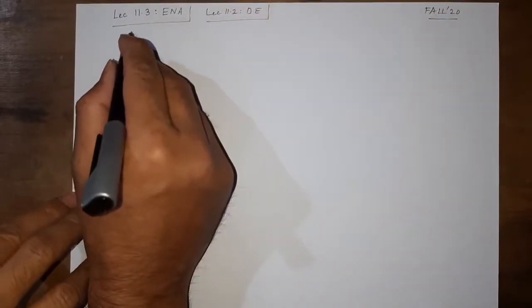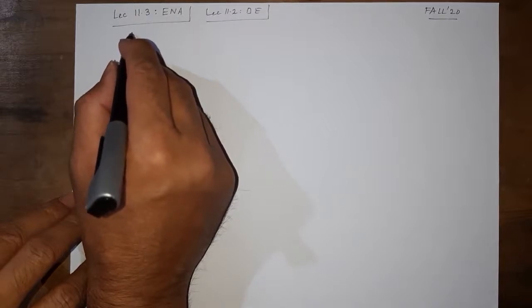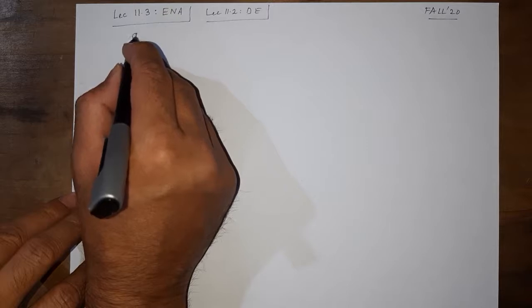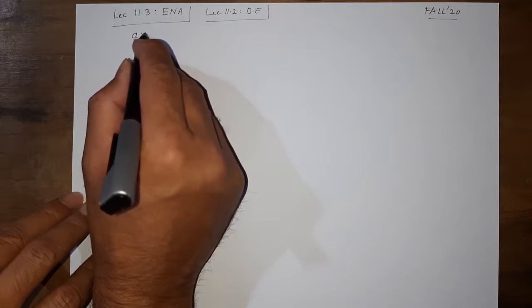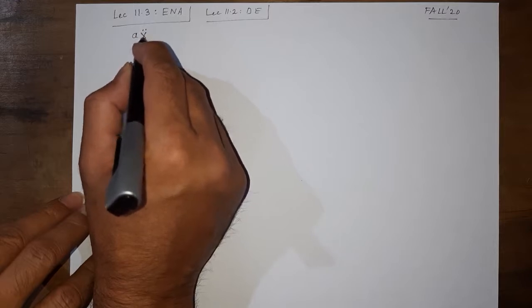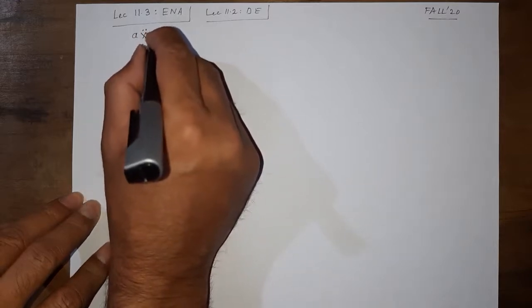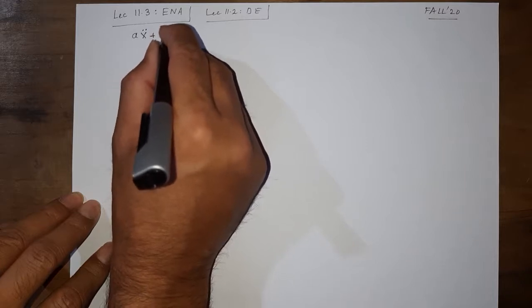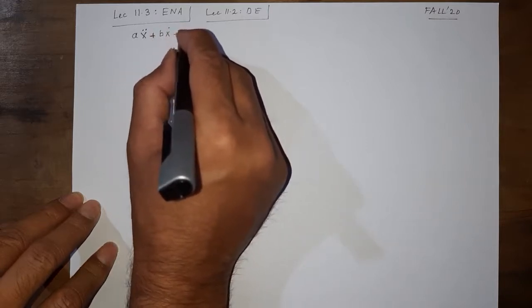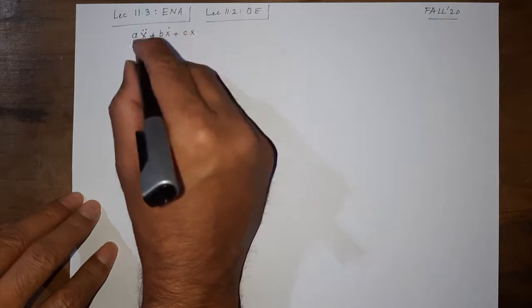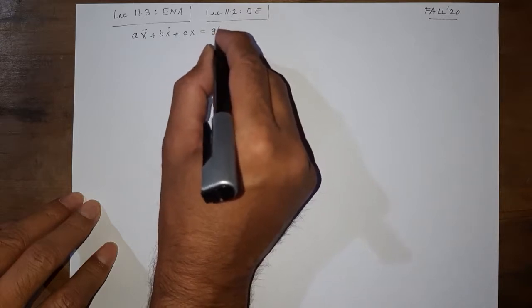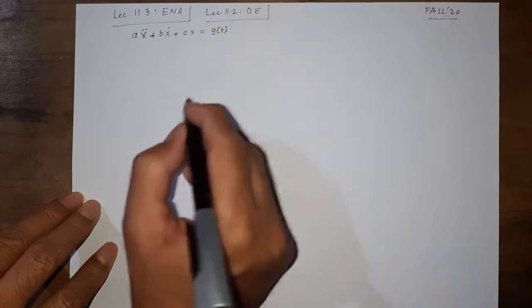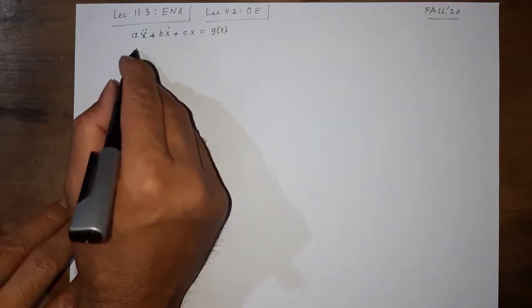Okay, so let us see how Laplace transform is going to help us solve a constant coefficient second order differential equation. So suppose we have such a second order differential equation, with these constant coefficients a, b, c, and an inhomogeneous term here, let us say it is a function of time. Then how is Laplace transform going to help us?